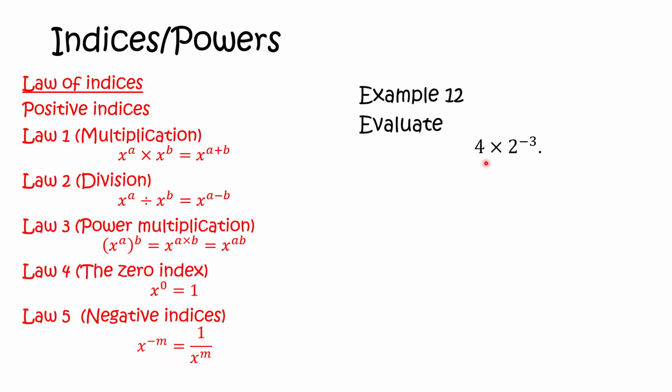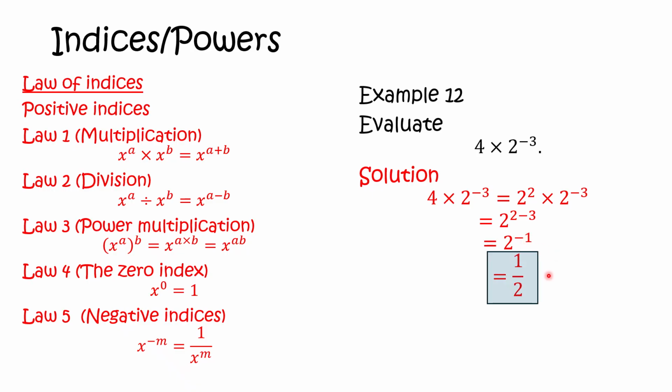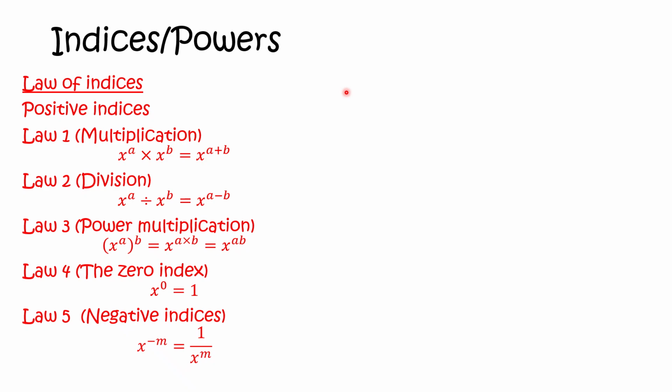Let's look at example 12. We are meant to evaluate that. So the solution. According to what we know, we can use the first law of multiplication. That is to say, we express 4 as 2 to the power 2 times 2 to the power minus 3. And applying that, we just add the powers, which are subtracting in this case, so that we have 2 to the 2 minus 3. And that will give us an answer of a half, according to law number 5.